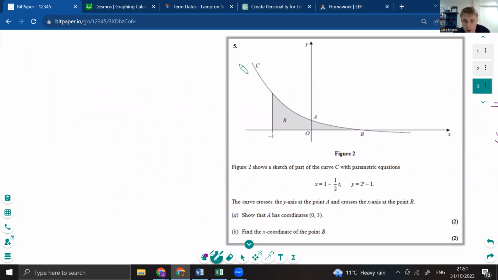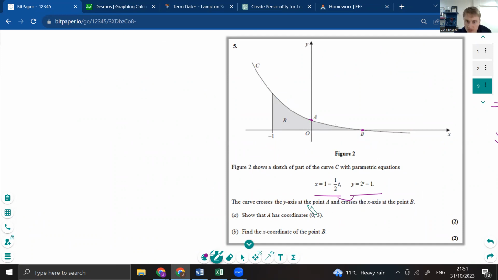So we've got a curve C. We've got some points of interest here, A and B. These seem to be intercepts. I've got -1. It shows a sketch with these equations. So that pair of equations describe this curve here.